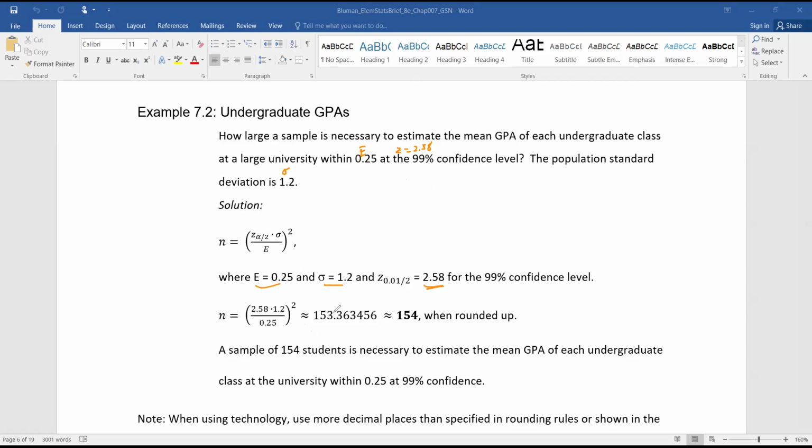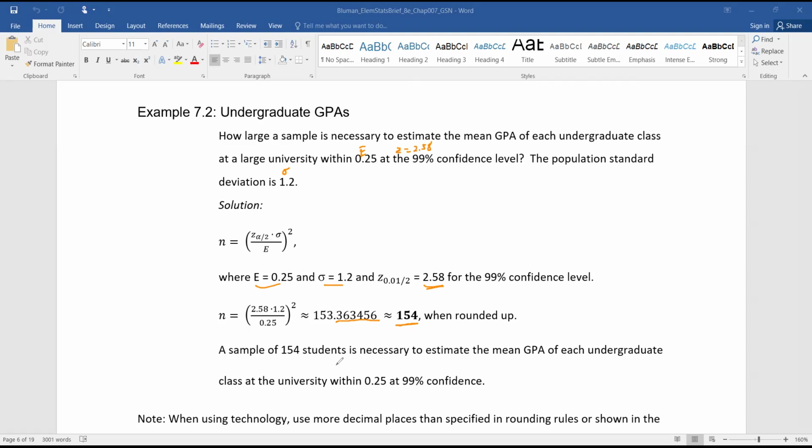They plugged it in. They got 153.3. Now, with rounding, you would typically round down because of the 3. But because we need this part of a person, you're going to always round up. So it's going to be 154. All right. So again, a sample of 154 students is necessary to estimate the mean GPA of each undergraduate class at the university within a 0.25 error at a 99% confidence. So I would need to, again, survey 154 students to be able to do that.